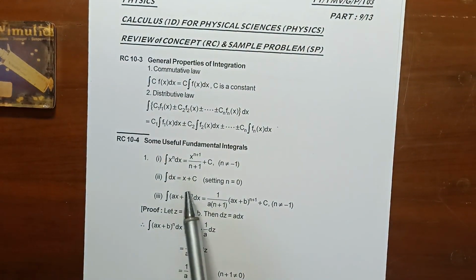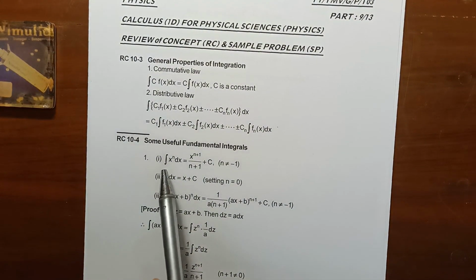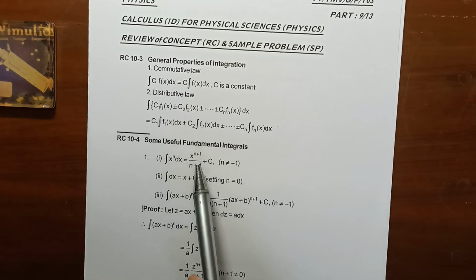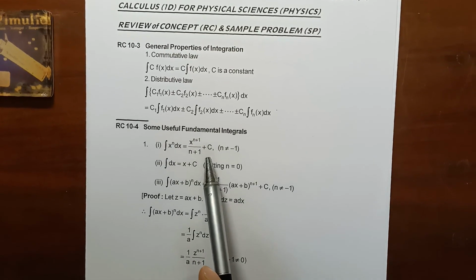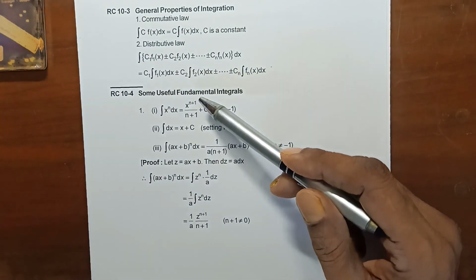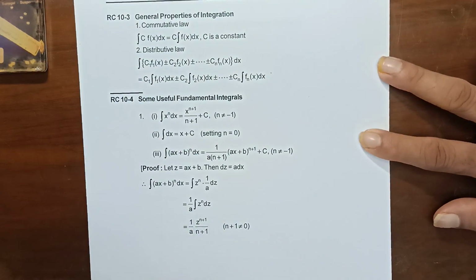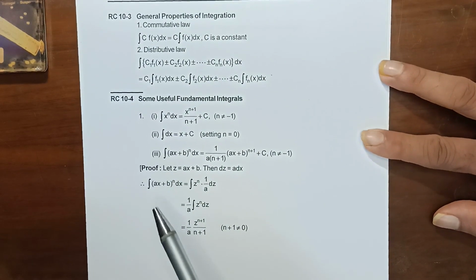Next, some useful fundamental integrals. The fundamental integrals come from the inverse of the differentiation concept. Integration of x^n dx equals x^(n+1)/(n+1) plus the integration constant c. How can you get it? If you differentiate the right side, you will have the left side. That is the inverse of differentiation, the first view of integration.